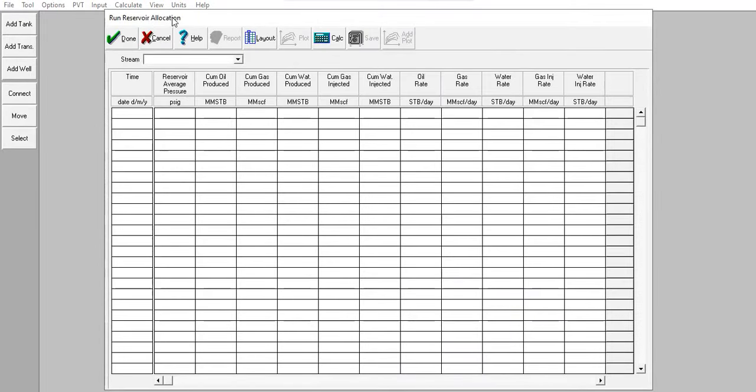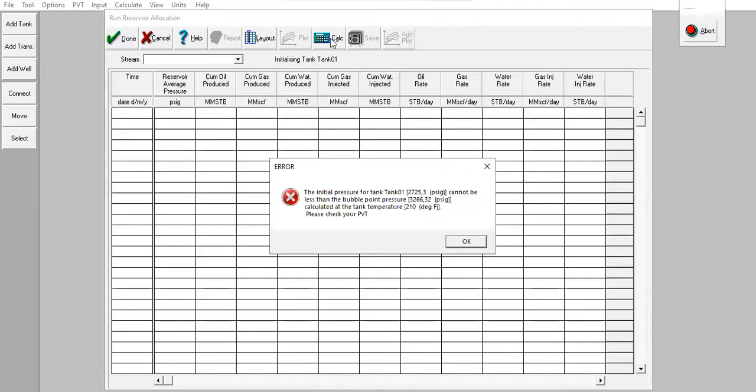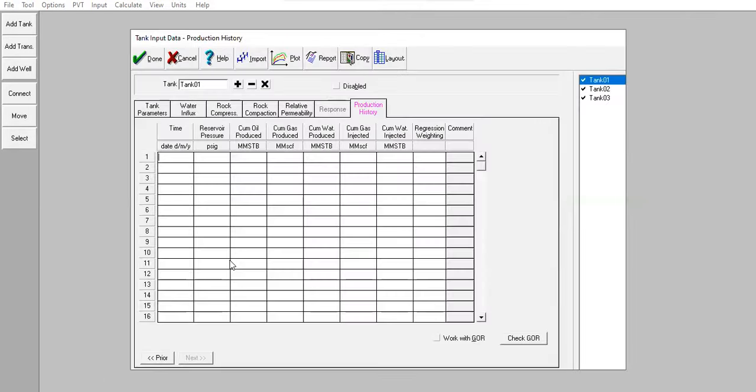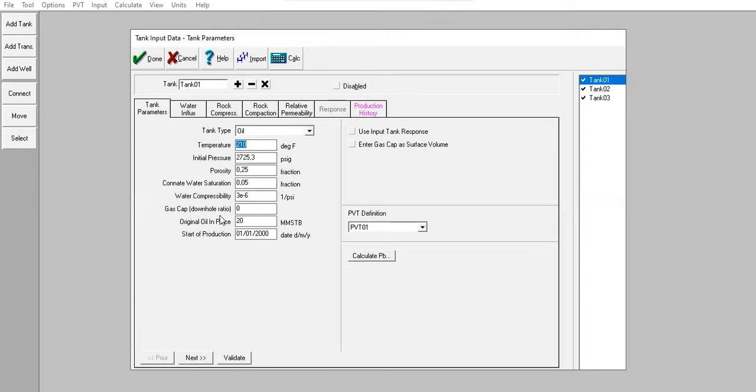Here, the run allocation window, click calculate. Please be careful here. The initial pressure from tank 1 cannot be less than the bubble point pressure calculated at the tank temperature. Please check your PVT. Yeah, I know this will happen. You can see here we have gas cap downhole ratio of 0.